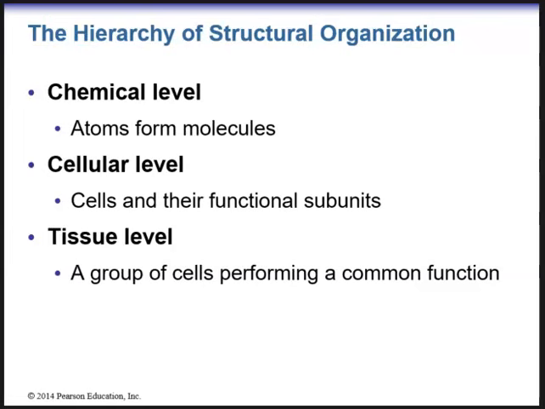At the cellular level, we have structures called cells. Cells and their surroundings are made up of molecules. So the cellular level is made up of these cells and their functional subunits. At the tissue level, a group of cells make up tissues, and tissues consist of similar types of cells and associated extracellular material.